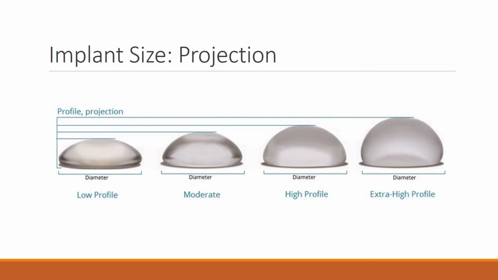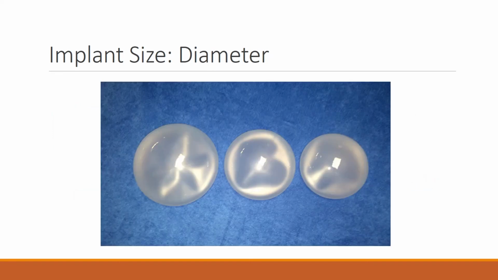Another aspect of implant size is projection. As you know, women's breasts come in many different shapes and sizes. So the implants are made to reflect these different shapes and sizes. You can choose anywhere from low profile to extra high profile implants that give you different amounts of projection. And finally, we also consider implant size, or the diameter of the implant. Depending on how wide your chest wall is, your plastic surgeon will measure and choose an implant that fits your chest wall.